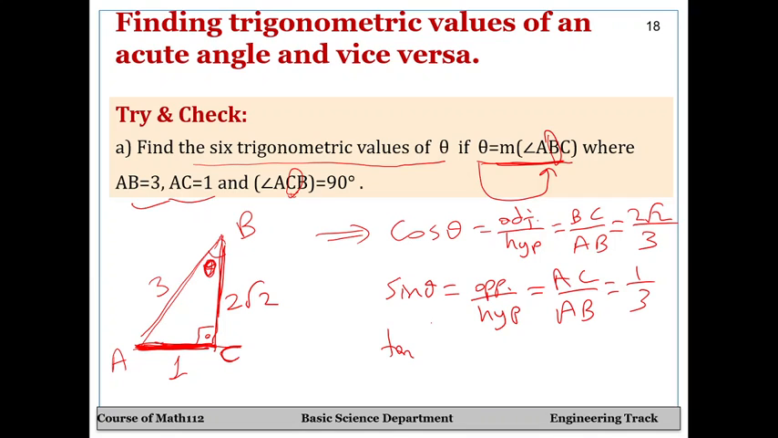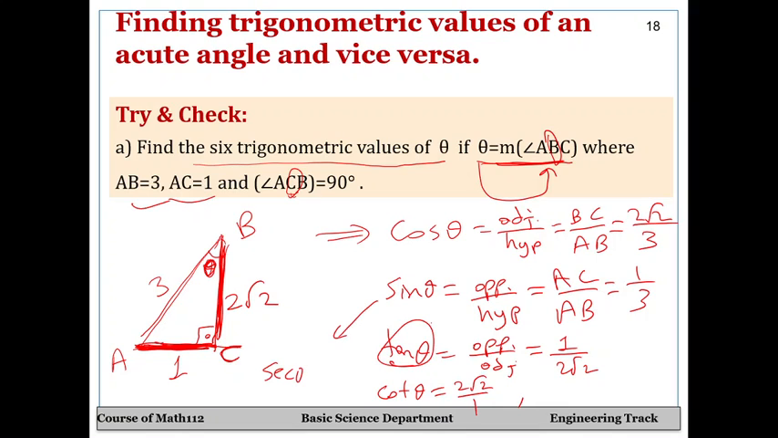Now the tangent theta is the opposite side divided by the adjacent side, which is, okay, opposite side is 1 and the adjacent side is 2 square root 2. And we can do cotangent now. Cotangent theta is automatically 1 over tangent theta, so it will be 2 square root 2 over 1.